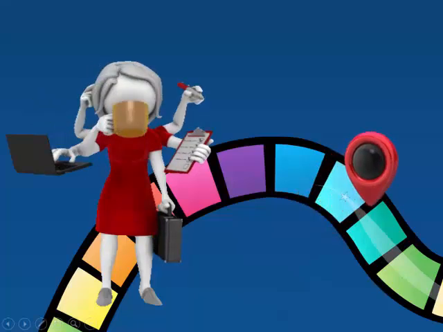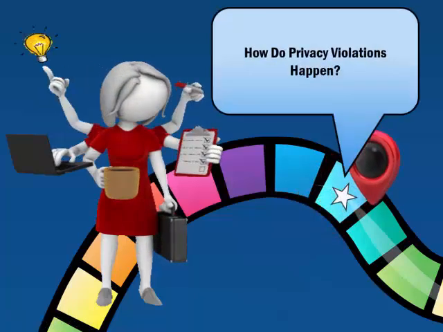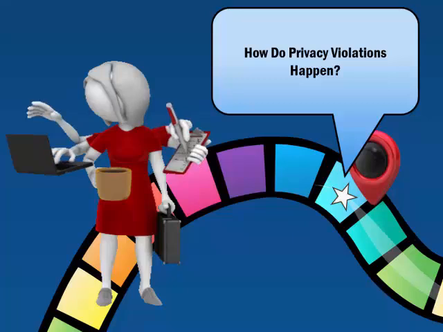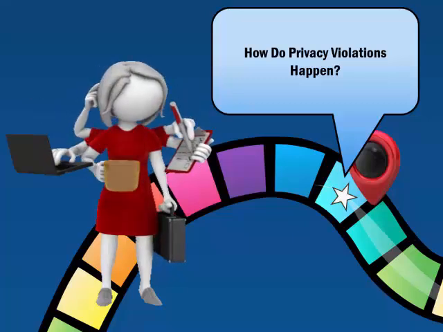Here are a few examples of how privacy violations can occur. A document was faxed to the wrong location.